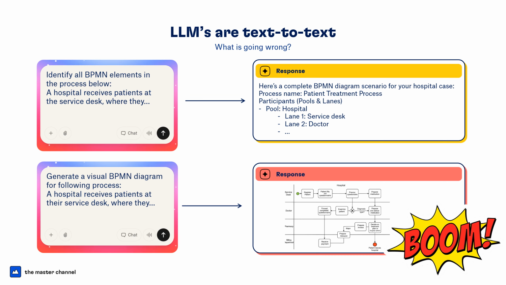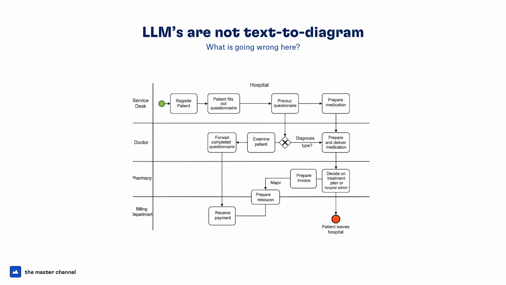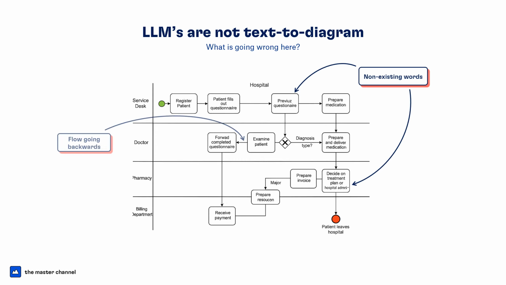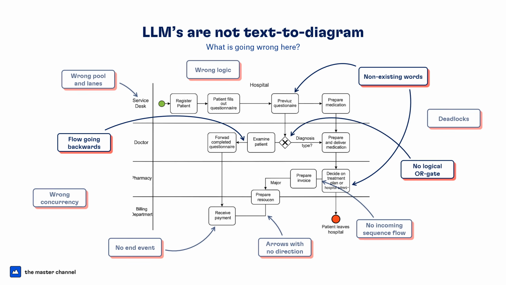At first sight, this looks great, but let's take a closer look. If we zoom in on the generated diagram, we immediately notice some problems. There are multiple non-existing words in the diagram. The flow goes backwards on multiple occasions. The OR gate isn't explained well enough, so the logic becomes unclear. The list goes on. Missing end events, arrows with no arrowheads, and connections that don't make sense.